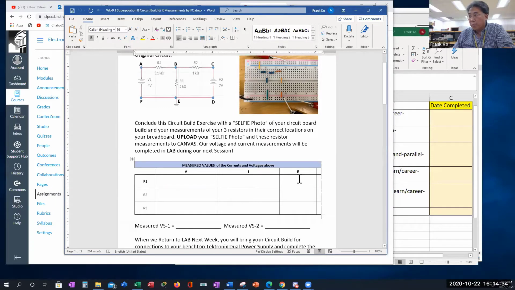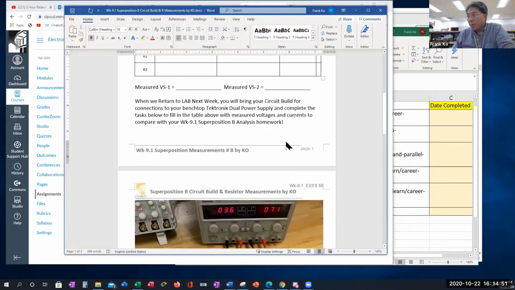So you will fill in R1, R2, R3 measurements, and that's all you can fill in at home. You will be uploading the picture of this in addition to your superposition analysis B. Upload that, and that will be your 40 points.